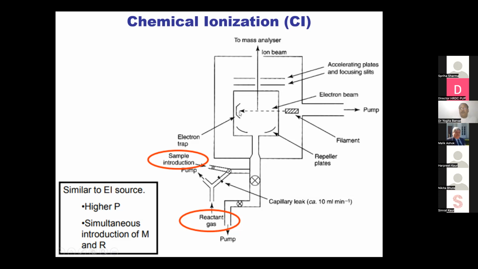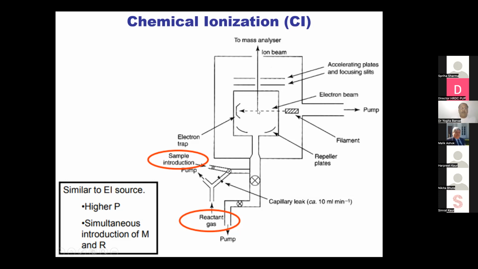Here is the electron beam, similar to electron impact. So the electron beam is generated. This is the collector, and these are the repeller plates, which are maintained at a positive potential. The gas enters this chamber and gets ionized. Once it is ionized, we stop the electron beam and the sample is introduced. The sample enters as a gas phase and reacts with the ionized gas molecules, and the quasi-molecular ions which are produced are attracted towards the mass analyzer with the help of accelerating and focusing plates.